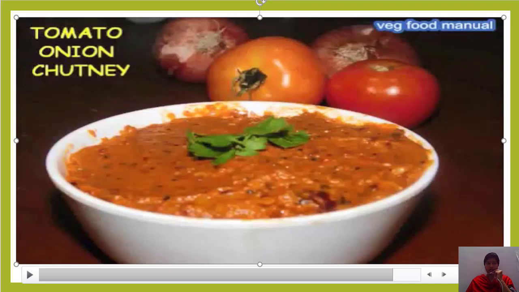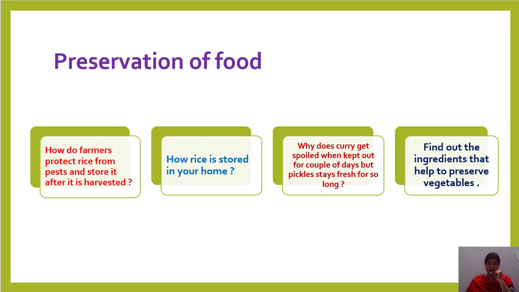Okay, children. Now I want to show the preservation of food. How do we preserve food items generally? How do farmers protect rice from pests and store it after it is harvested? How is rice stored in your home? Why does curry get spoiled when kept out for a couple of days, but pickles stay fresh for so long? Find out the ingredients that help to preserve vegetables.